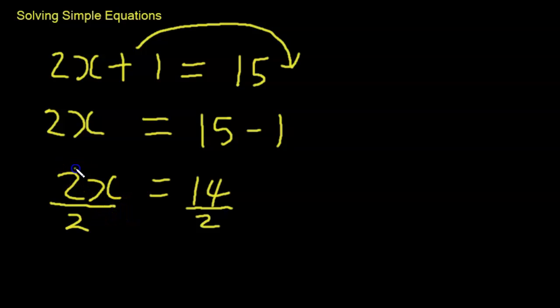Alright, so 2 into 2 goes 1 time. Remember, anything divided by itself gives you 1, right? So what you really have is 1x. But 1x is the same as x. Alright? And 14 divided by 2, what's that? 7. And again, you can always test your solution by replacing the x with 7. So we'll have 2 times 7, which is 14. 14 plus 1 gives you 15. So we know 7 is the solution.